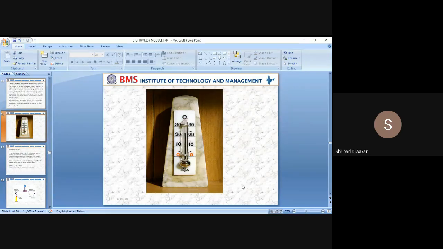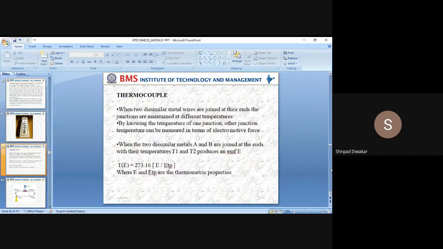So you have to give the example. In a mercury in glass thermometer, length is the thermometric property. Second, in the platinum resistance thermometer, resistance is the thermometric property. In a thermocouple, electromotive force or EMF is the thermometric property. And finally, in a radiation pyrometer, intensity of radiation is the thermometric property. So like that.